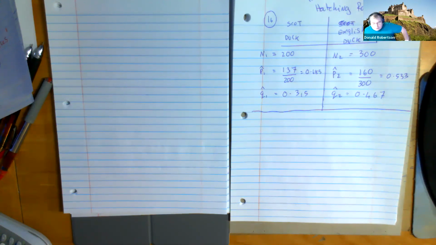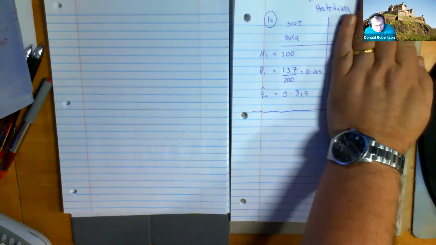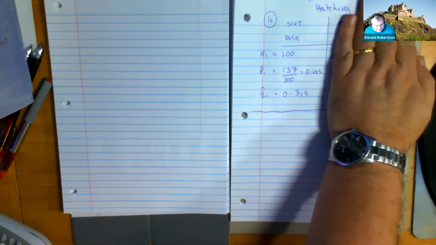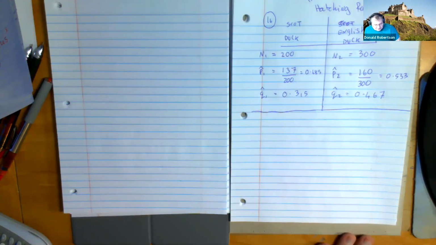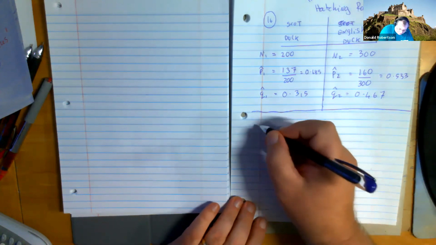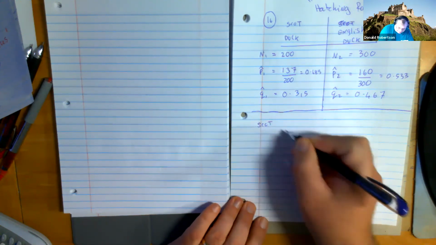So we are going to do 3 questions, which will pretty much take us to the end of today. We are going to find a 95% confidence interval, just for Scottish ducks. And then we're going to do a 95% confidence interval for English ducks. And then to finish, a 95% confidence interval for the difference. Right? So going to be a lot of things going on. So let's do the Scots ones first.